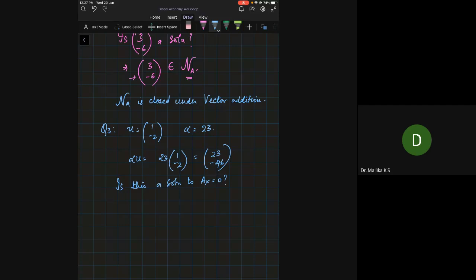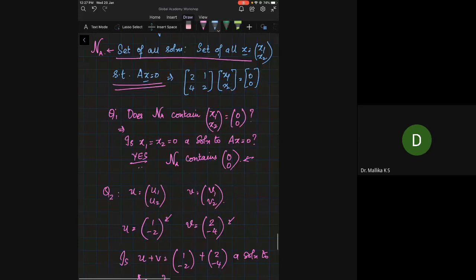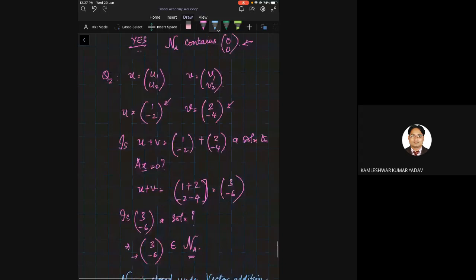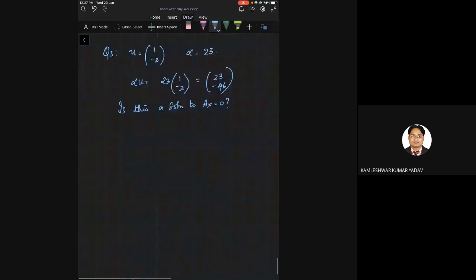Can you please check the equations and then tell me? If you substitute x1 equal to 23 and x2 equal to minus 46. Yes, it is a solution, sir. Ah, that's interesting. The answer is yes. Now, what does that mean? This means even alpha u is an element of Na. Na contains the 0 vector, is closed under vector addition, and is closed under scalar multiplication.